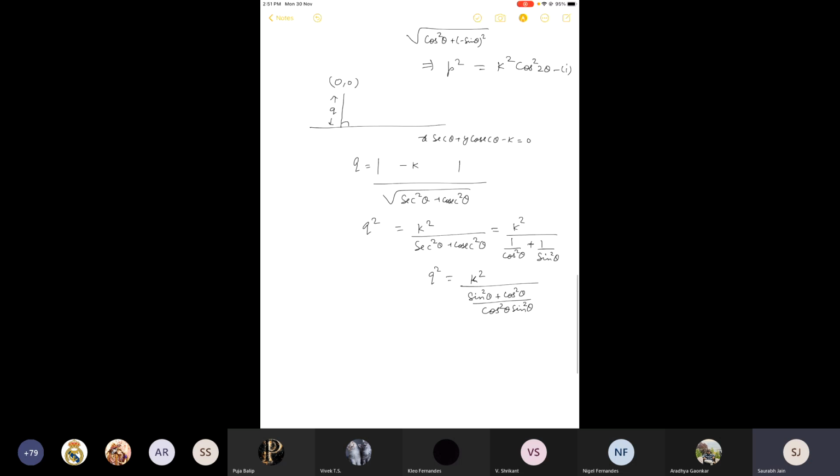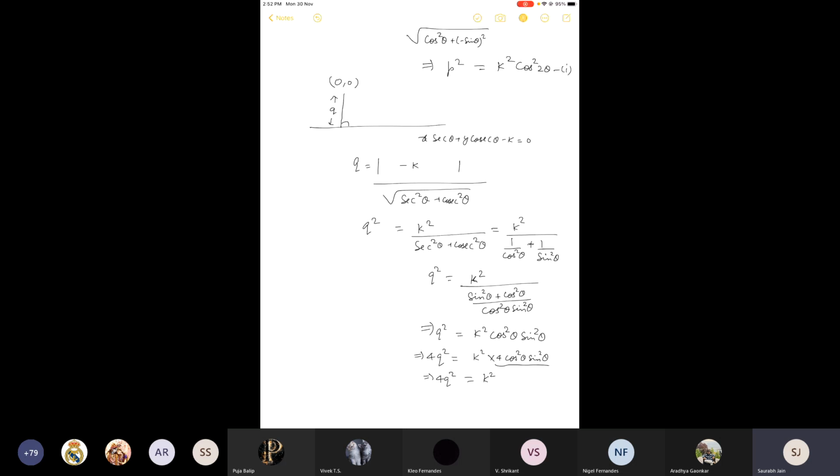So k square comes out to be k square cos square sin square. Why? Because sin square plus cos square will become 1. Now you multiply both sides by 4. Why? Because in the question it is 4q square. And also on the right hand side you will observe a formula. So this becomes 4q square and this whole thing 4 cos square sin square.